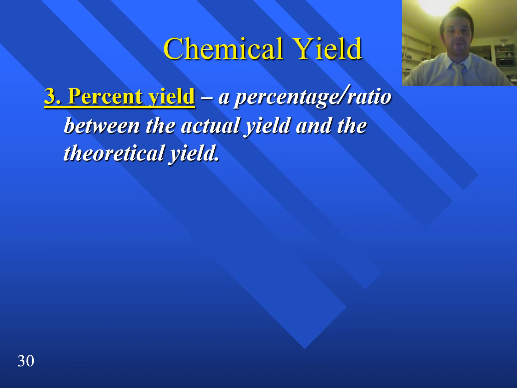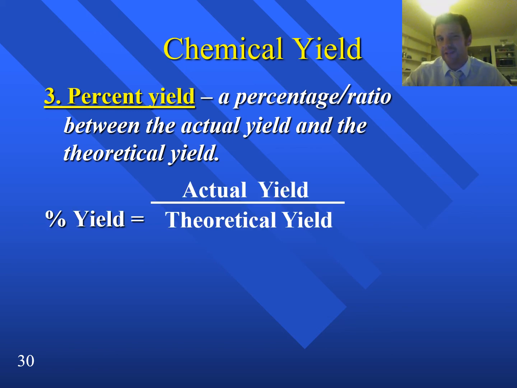The third type is a percentage yield. This is a percentage between the actual yield and the theoretical yield, and we have a real easy formula for this. It's just actual yield divided by theoretical yield times 100. So your actual yield should always be less. Your theoretical yield should always be more. And so then when you multiply it by 100, you're going to get a percentage that should be less than 100%.